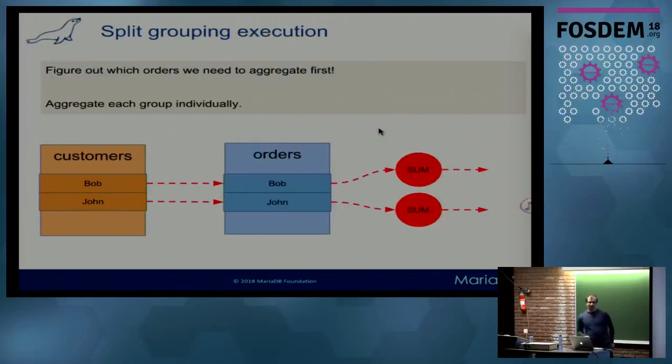When we're smart, we actually look at customers first. We see which customer IDs we are allowed to use, and we only aggregate those customers. So we can compute a sum for Bob, and we can compute a sum for John. And this way, we completely ignore this part of the table, as well as this part of the table.